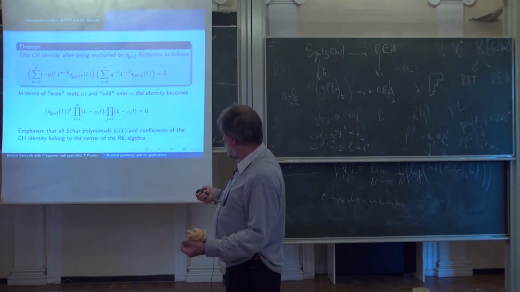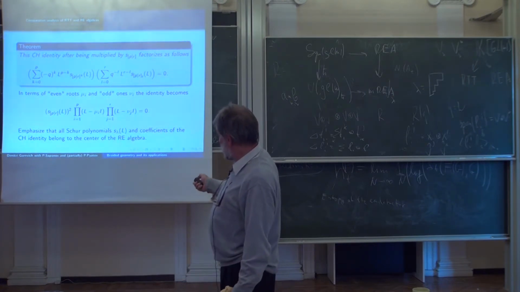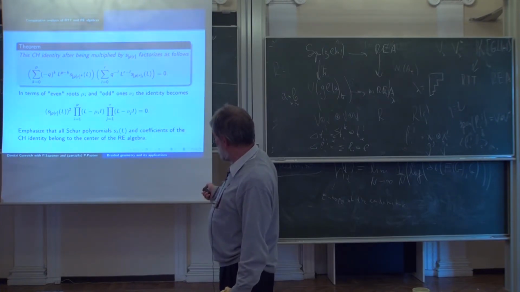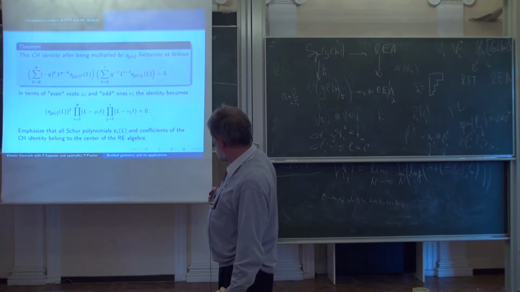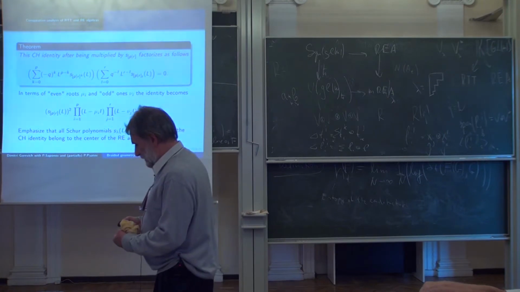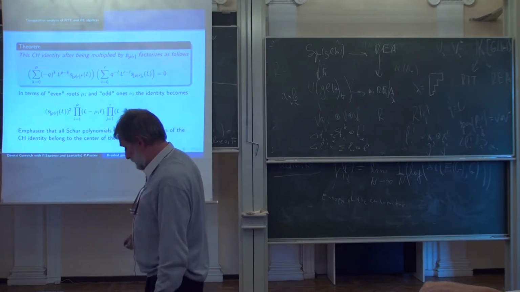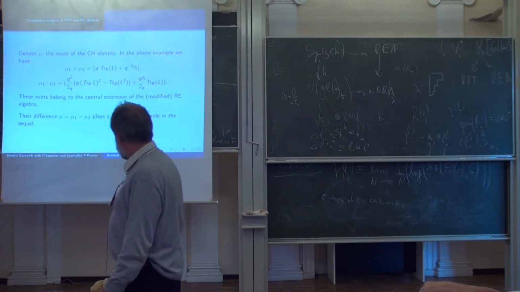The formula factorizes itself into two factors. The factors here correspond to roots which are even. The second factor corresponds to roots which are odd. So it is not by force. It is not done by force, but this formula factorizes by itself.